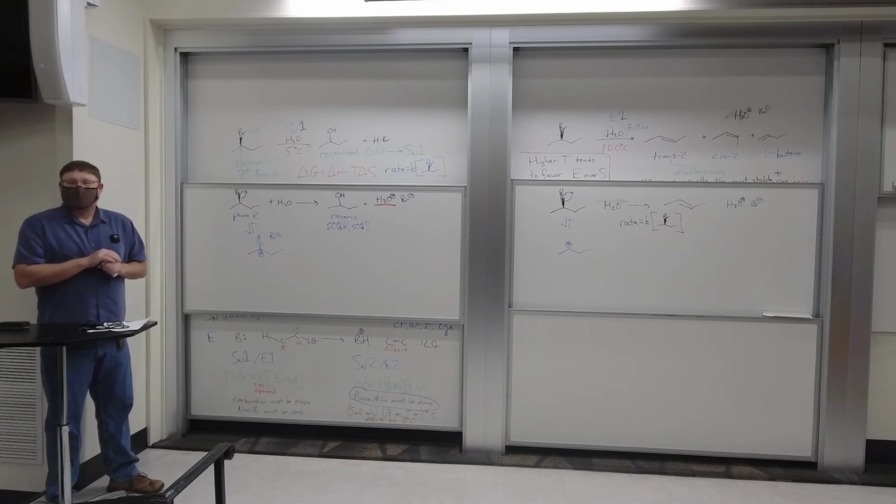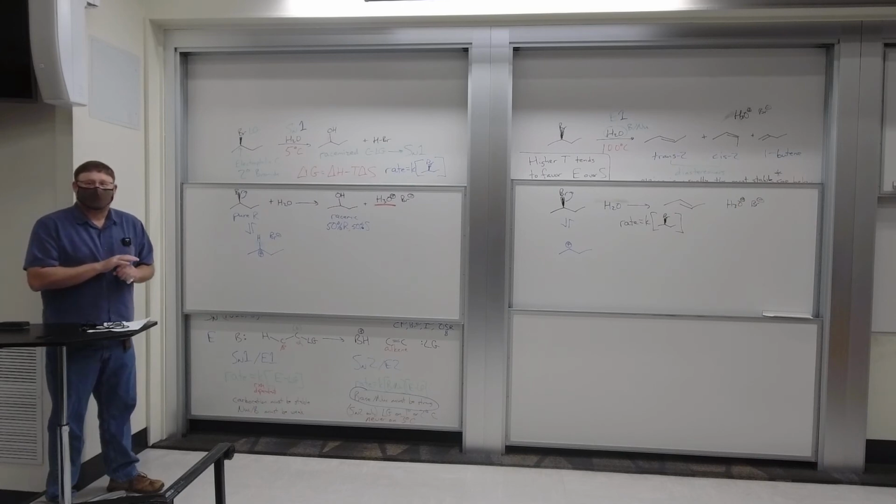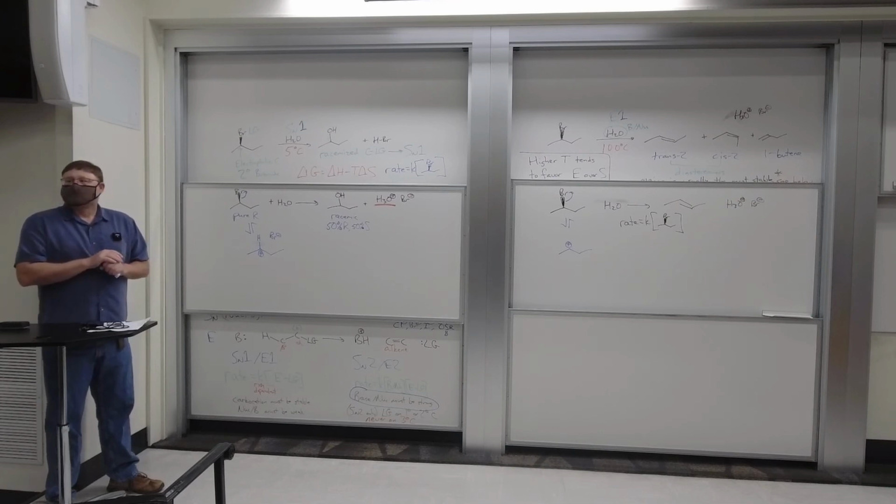It's sp2. What's the shape? What's the geometry of an sp2 carbon? Anybody? Trigonal planar. It's flat. All right. So now the next step.